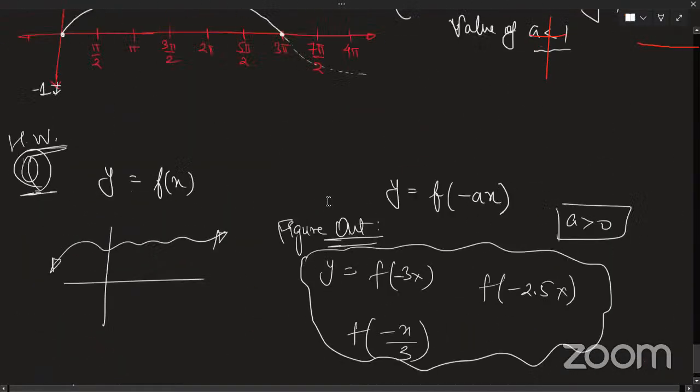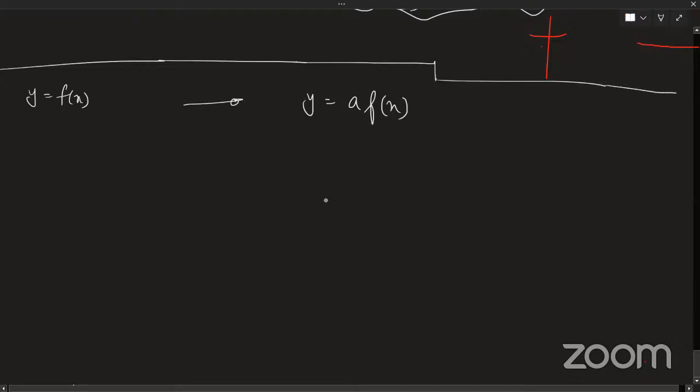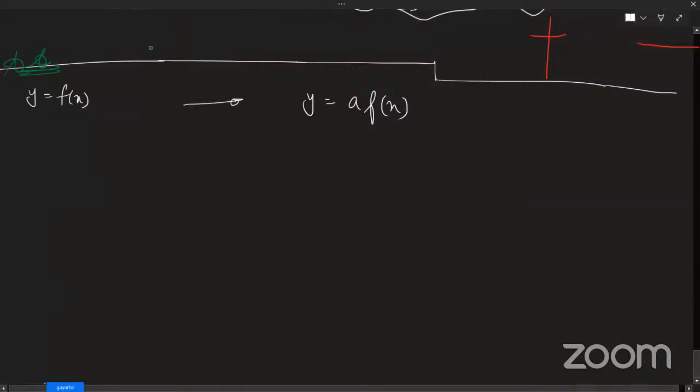And just before moving ahead, if I have a function y is equal to f of x and I plot y is equal to a times f of x, can you think, or should I directly give the answer? Okay, think about this one too. This one is a bit easier.